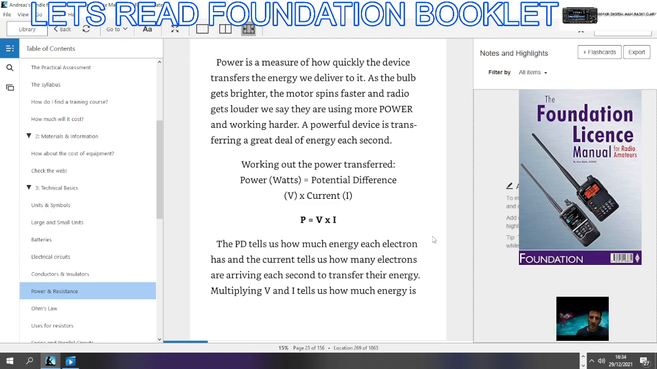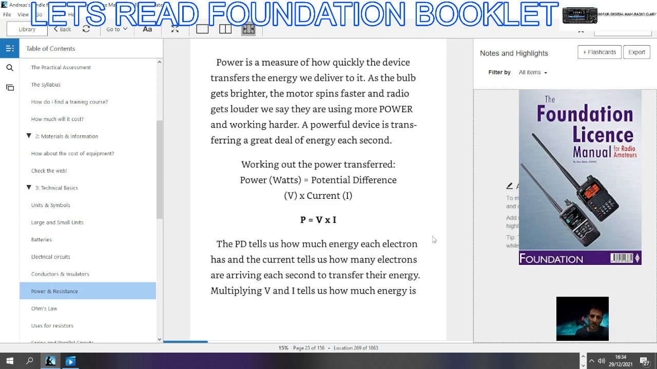Power is measured in watts. Another term is potential difference, or volts, times current, and we use the letter V for volts and I for current. So the power equals volts times current.